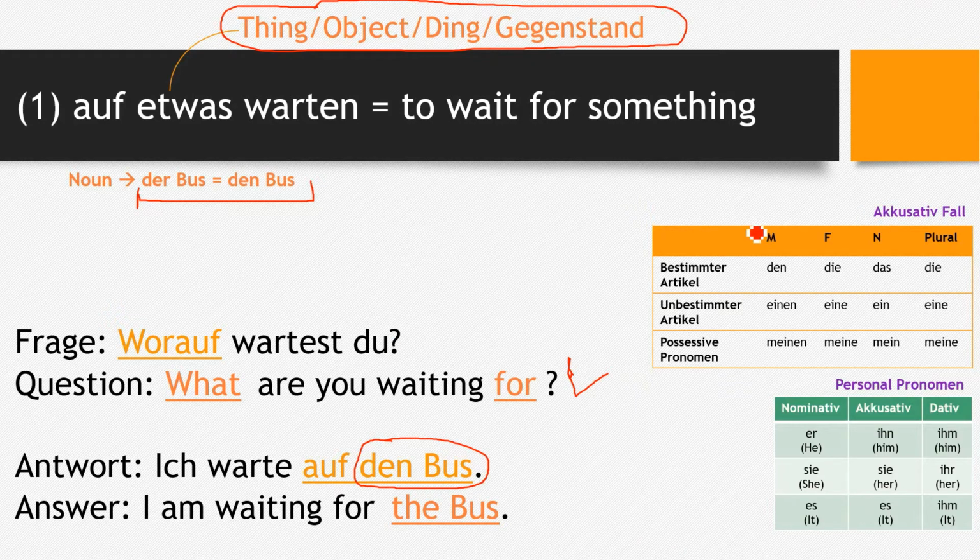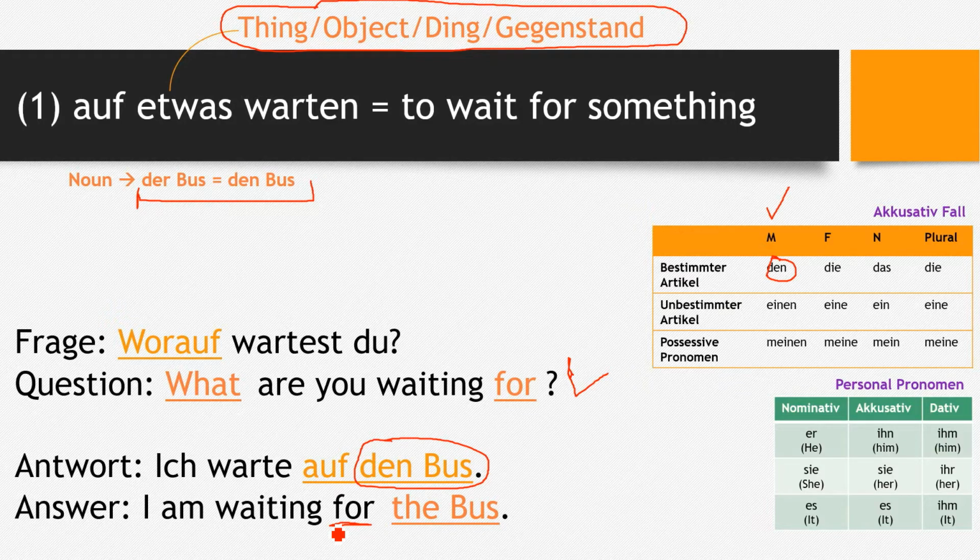and as you can see on the right hand side, this orange chart is a chart for the accusative Fall. There are bestimmter Artikel, unbestimmter Artikel, and the possessive articles or possessive pronouns also you can say. So here in the masculine chart, our der will change to den. That's why we have used here, ich warte auf den Bus. I am waiting for the bus. For is important because that is our preposition. So when we are talking about the object, our question will be worauf.